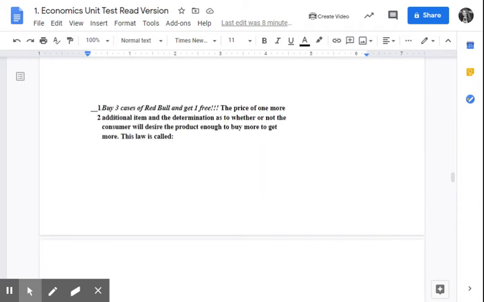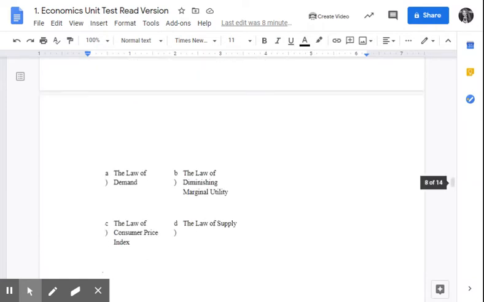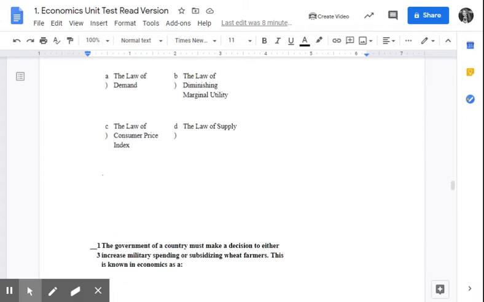Buy 3 cases of Red Bull and get 1 free. The price of one more additional item and the determination as to whether or not the consumer will desire the product enough to buy more to get more of it is called A, the law of demand, B, the law of diminishing marginal utility, C, the law of consumer price index, D, the law of supply.